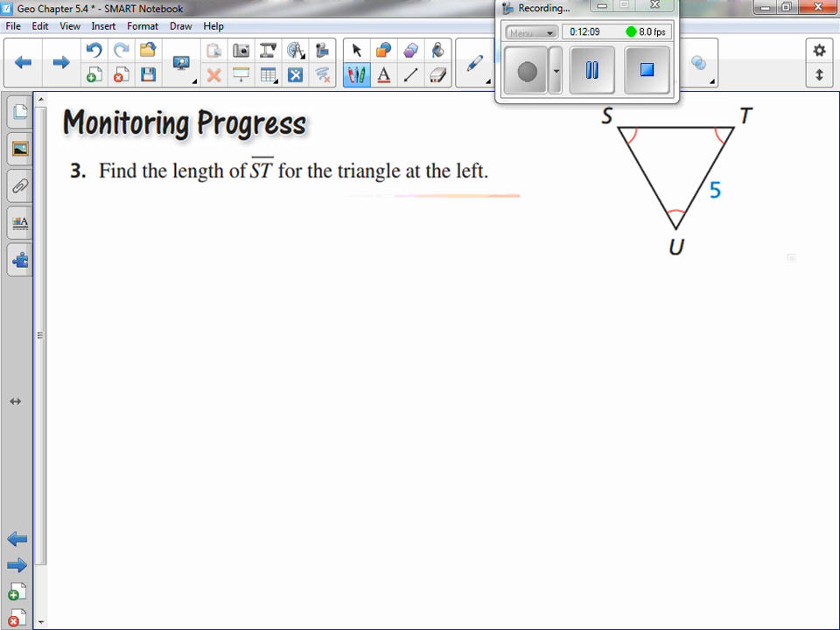So what is the length of ST? So ST would equal 5. How about US? All the side lengths would be the same. Since it's equiangular, it's also equilateral.